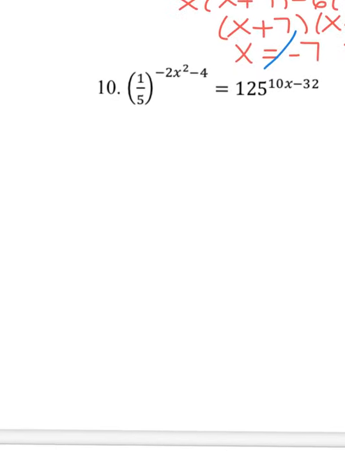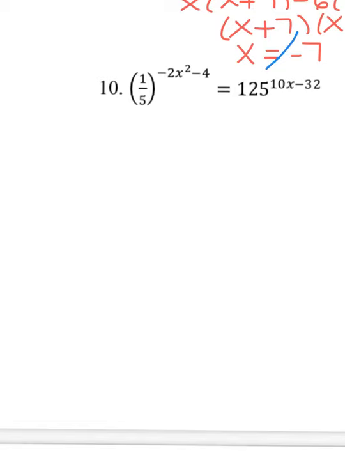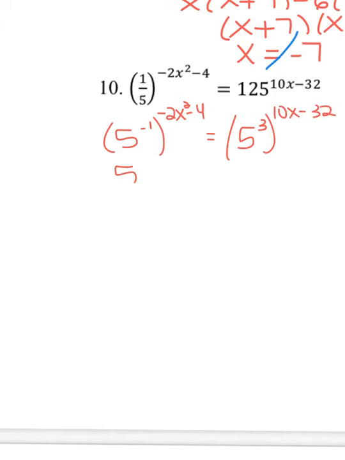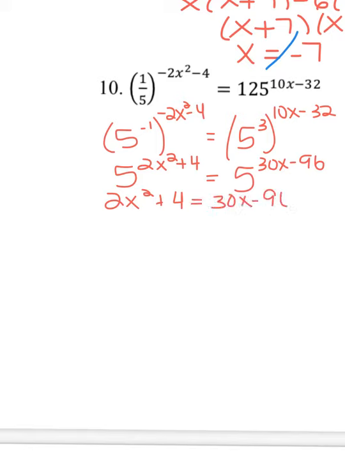And then the last one of these is number 10. So for number 10, between 1/5 and 125, your common base is going to be a 5. So I'm going to rewrite 1/5 as 5 to the negative first, raised to the negative 2x squared minus 4. And the other one is going to be 5 to the positive third, because it's not that fraction, raised to the 10x minus 32. So now this is going to be 5 raised to the positive 2x squared plus 4 equals 5 raised to the 30x minus 96. So now my equation is 2x squared plus 4 equals 30x minus 96.